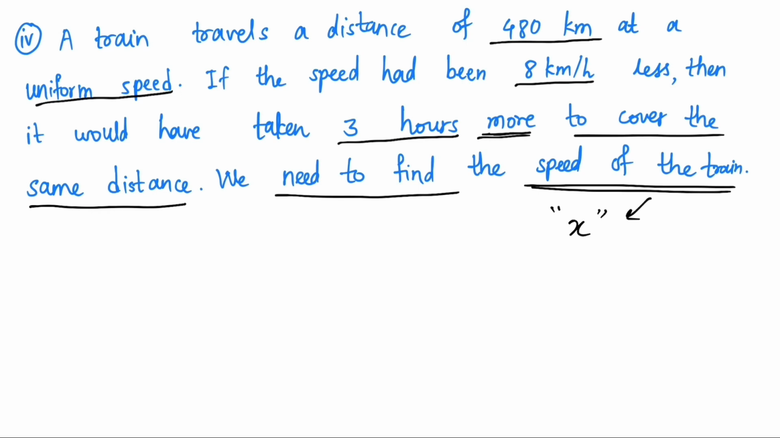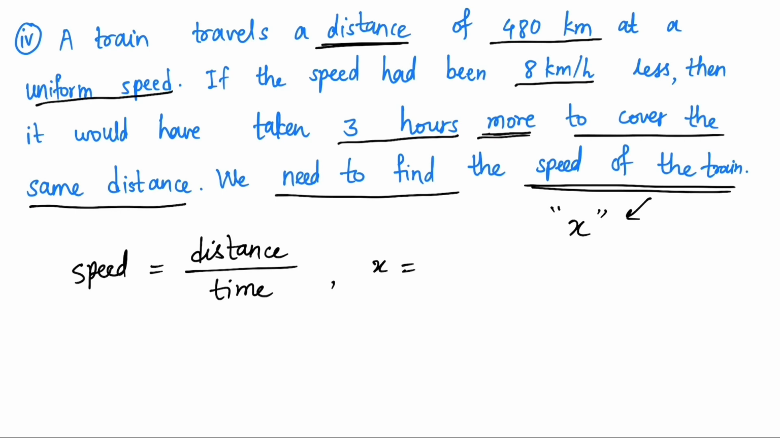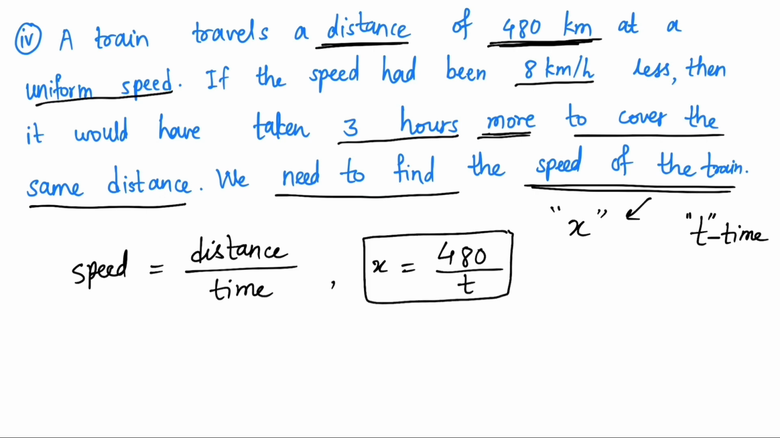Now in the question we are given the distance, right? So we need to use an important formula, which is speed is equal to distance upon time, and by using this formula we have x is equal to, now what is the distance? It is 480 km divided by time. So time is not given, so let's take t as the time. So we have x is equal to 480 divided by t, right?